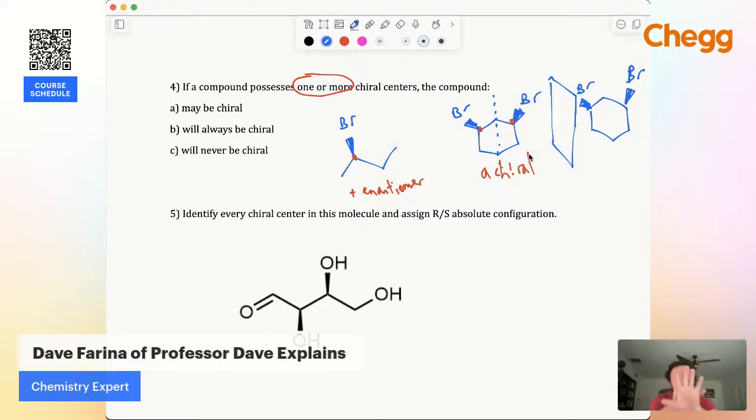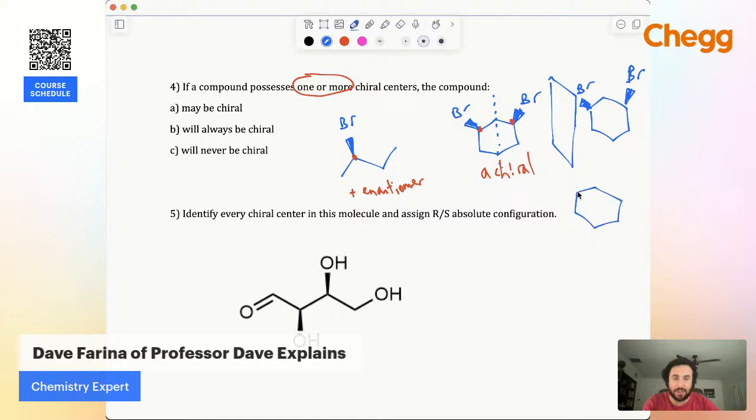We can't perfectly superimpose one over the other and have everything lined up. Not like this, right? But like this. So our hands are mirror images of each other. So there's an element of chirality there. So this has two chiral centers, but it is achiral. Now, that's not always going to be the case, right?